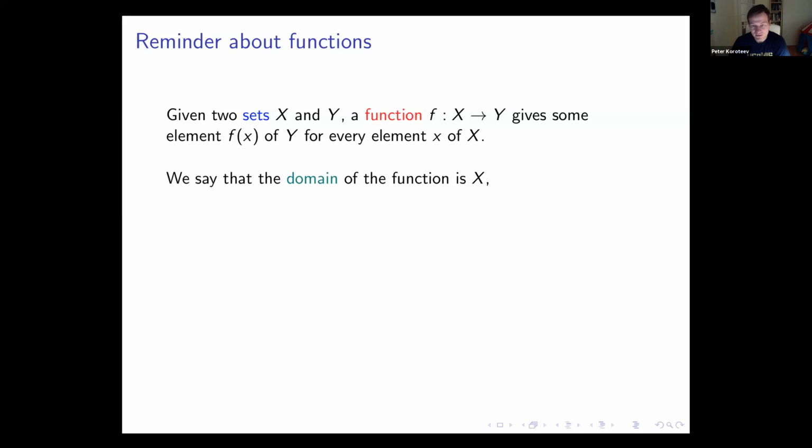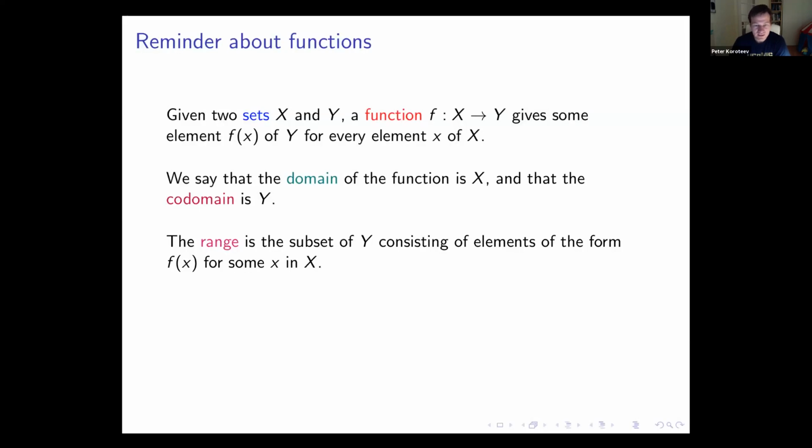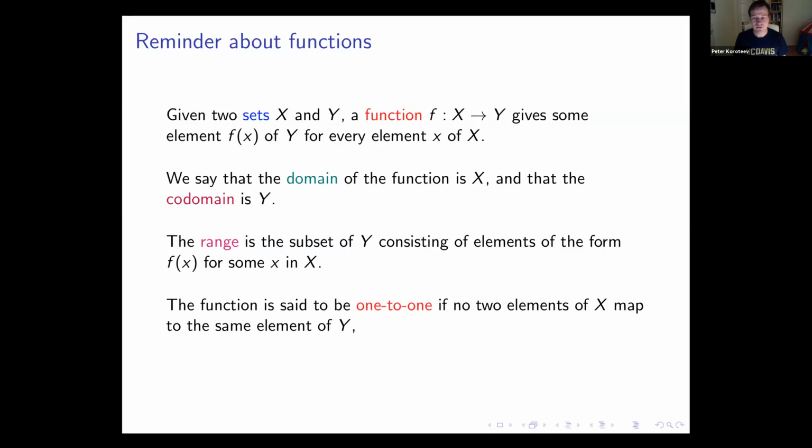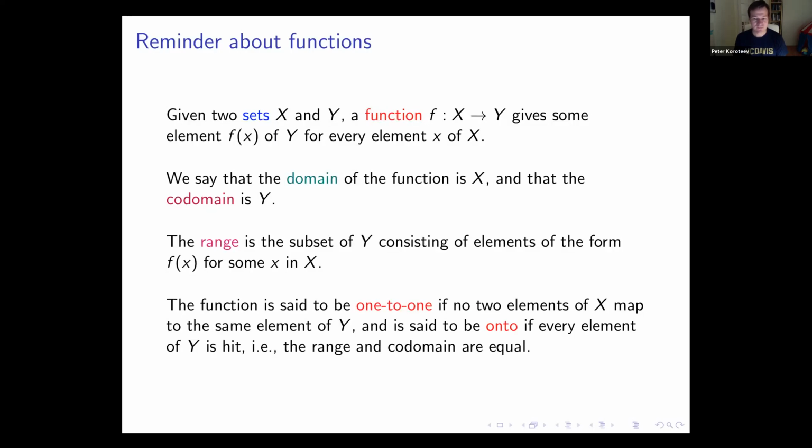Now we define the domain of the function. X is called the domain of the function, Y is called the codomain. The range is the subset of Y where all elements from X are sent to. Finally, the function is said to be one-to-one if no two elements of X map to the same element of Y, and is said to be onto if every element of Y is hit. In other words, the range and codomain are equal.